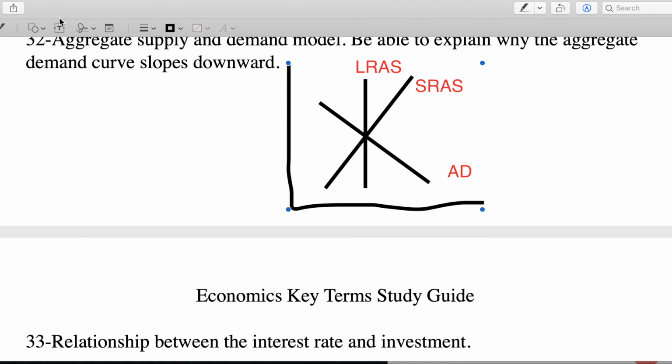So the aggregate demand, aggregate supply model, I've got a video on this. It is way better than this. You could just go into my search feature and find the aggregate demand, aggregate supply model explained. It's going to be a way better video than this.